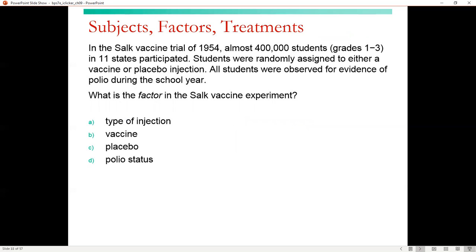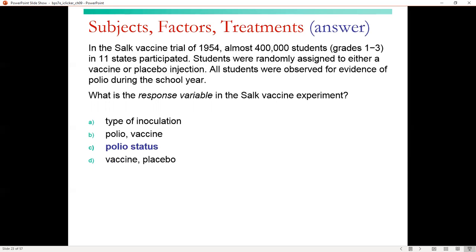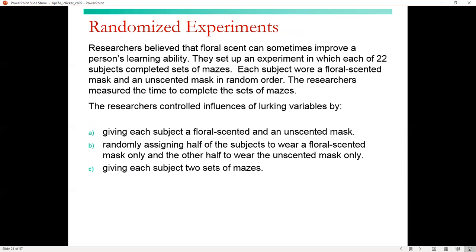What is the factor in the Salk vaccine experiment? The factor is the X variable, the explanatory variable. So that would be type of injection, whether they got the vaccine or the placebo. What are the treatments in the Salk vaccine experiment? That would be the vaccine or the placebo. What is the response variable in the Salk vaccine experiment? That would be signs of polio, right? So polio status.